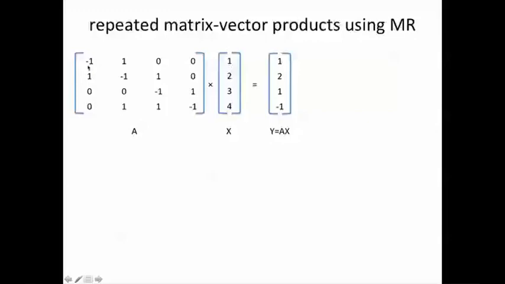So the first element of this product will be minus 1 times 1 plus 2, which will be 1. Similarly, the second element will be 1 times 1 minus 2 plus 3, which will be 2. The third element will be minus 1 times 2 plus 3, which will be 1. And the last will be minus 1 times 3 minus 4, which will be minus 1. Now let's see how one might implement this in MapReduce.